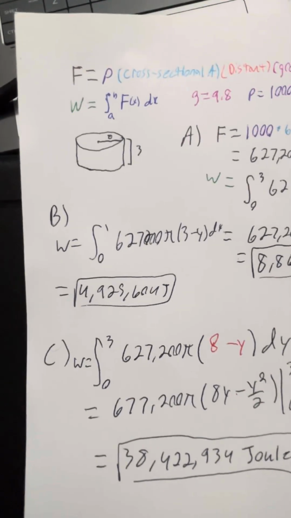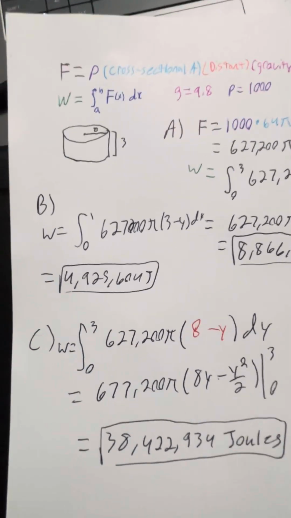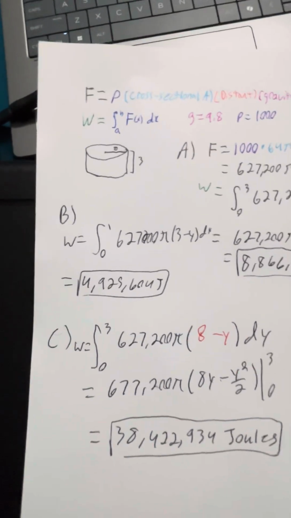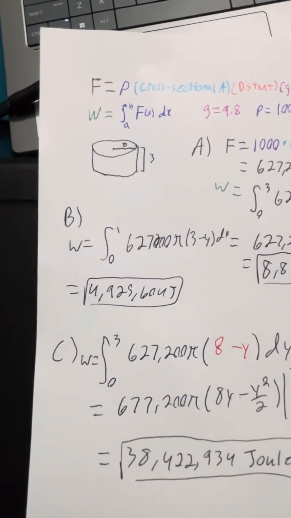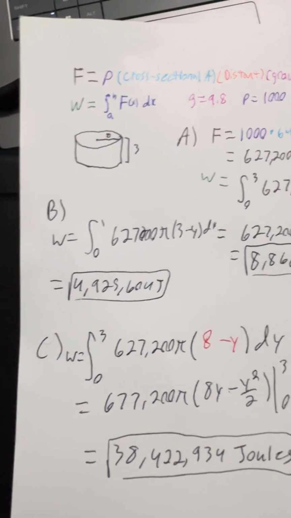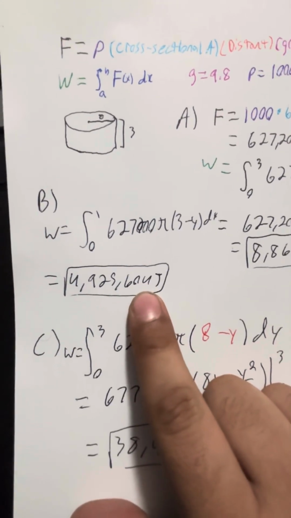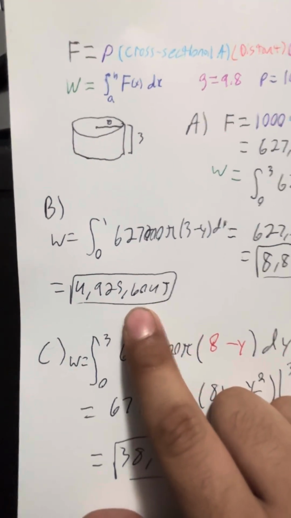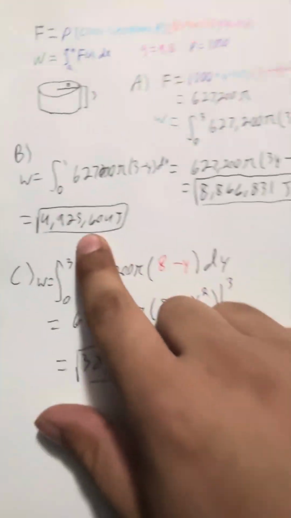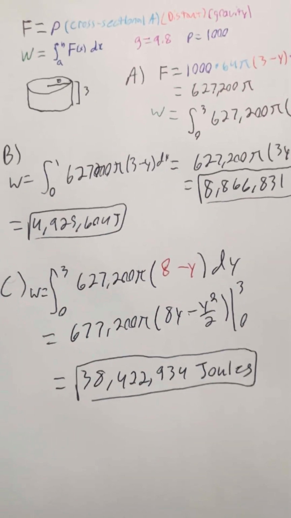Now for B, I had to find how much work is needed to empty just the first meter of water from our tank. So instead of going from 0 to 3, I went from 0 to 1. And that gave me this number in joules, which I could also say is 4.9 times 10 to the power 6.